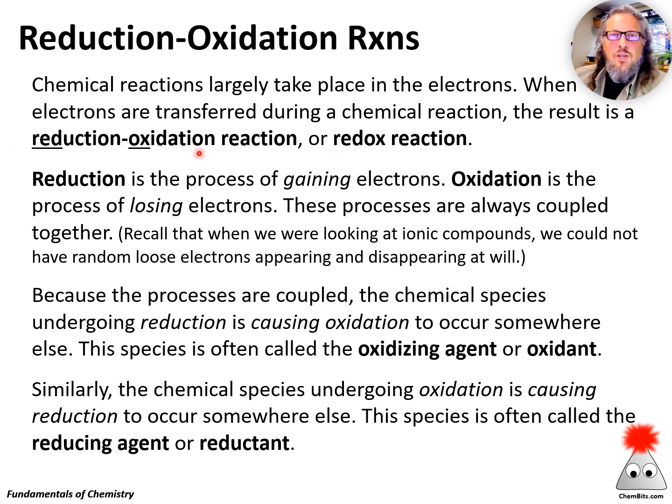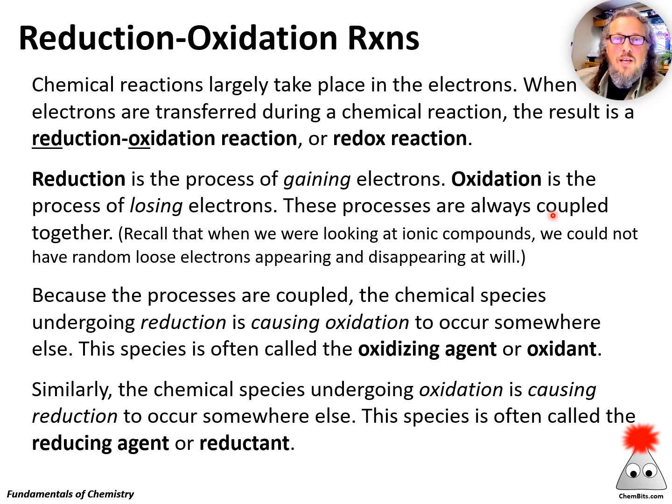So what are reduction and oxidation? Well, reduction is the process of gaining electrons. So we're transferring electrons. That means something has to lose and something has to gain. So reduction is gaining electrons. Oxidation is losing electrons. So when we've got a redox reaction, it's not an accident that we mash that together into one word, because these processes are coupled. We can't have oxidation without reduction, and we can't have reduction without oxidation.